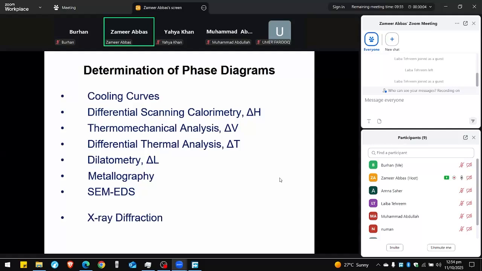Diffraction gives you an idea of the crystal structure. So obviously, with the help of XRD, X-ray diffractometer, you can find out the crystal structure of the new composition, of the new phase. Transmission electron microscopy is also a powerful technique for high resolution images and looking deep into the alloys and their structures. So these different techniques are used to determine phase diagrams.